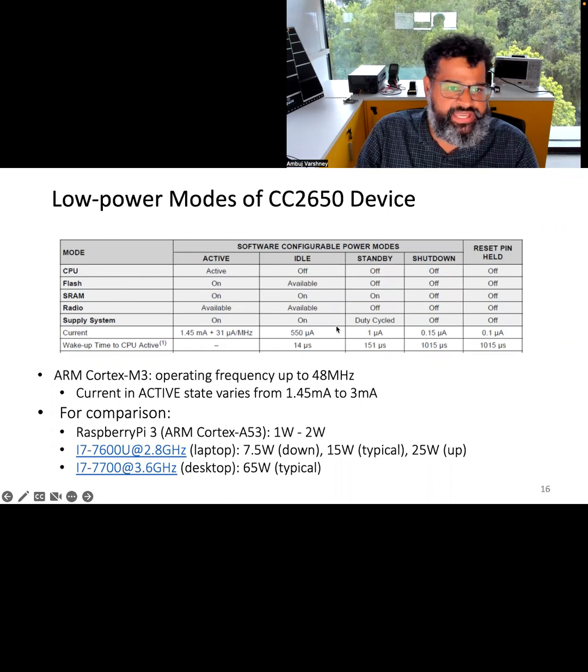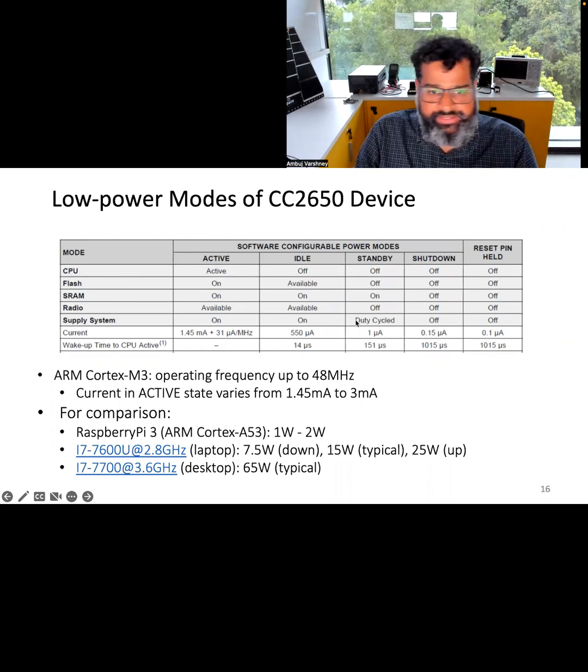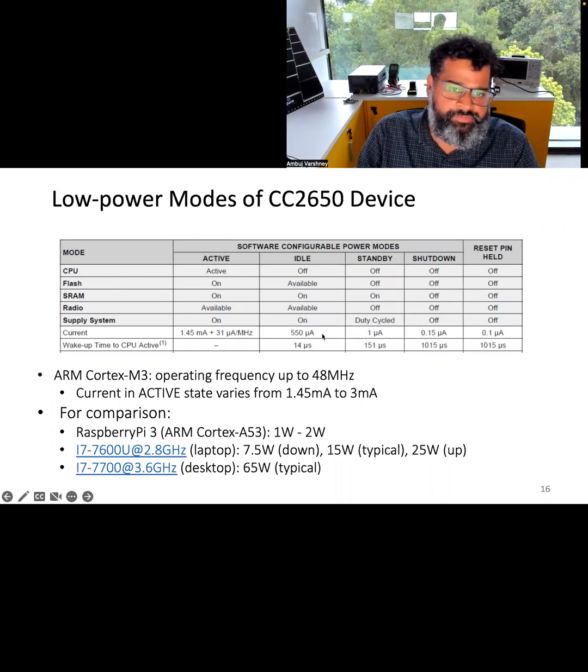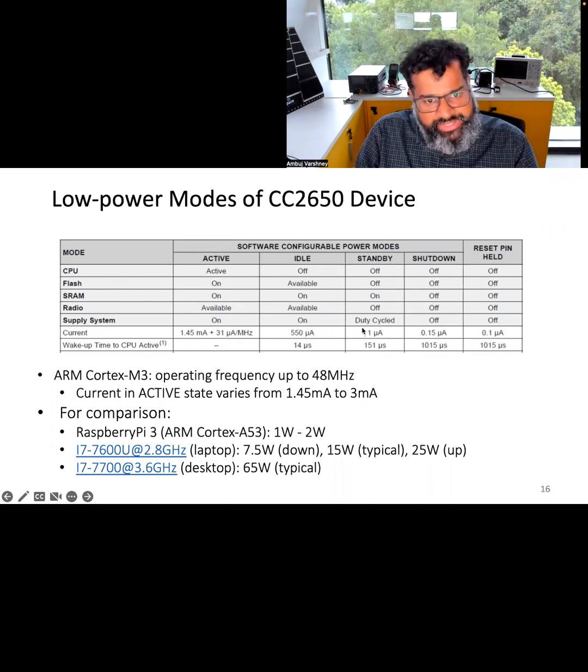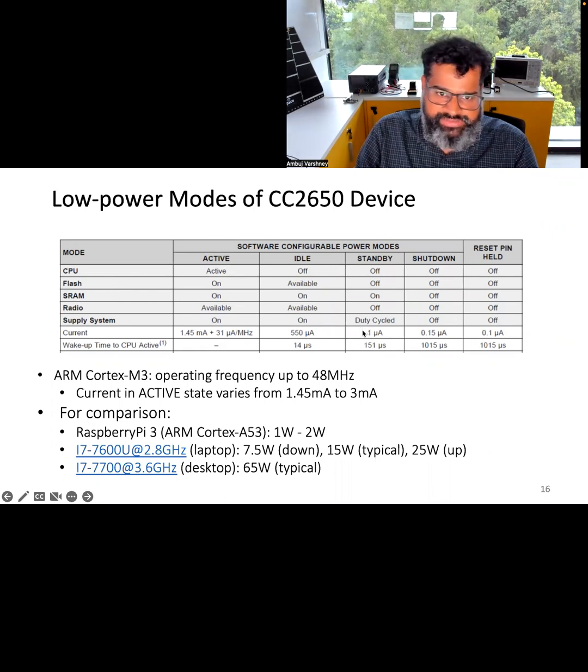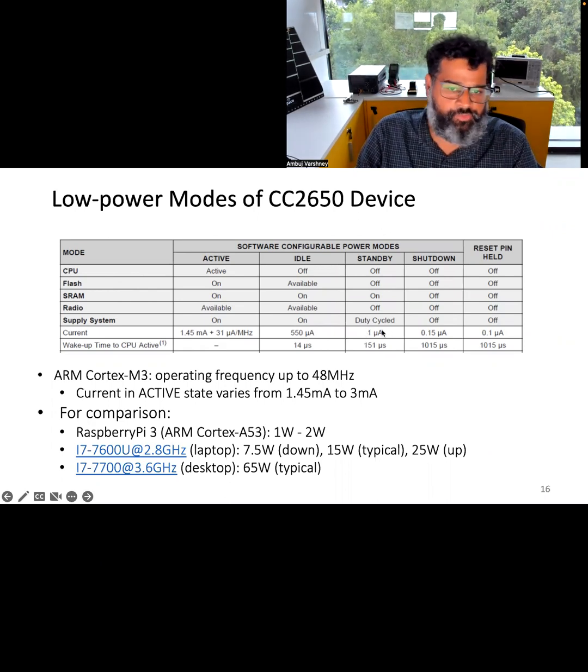So here on this table, you can find the power consumption for different states. For example, when it is in the active state, it's about 1.45 milliamperes to 3 milliamperes. But when it is in the idle state, it's in the hundreds of microamperes. And when it is in a very deep sleep state, either standby or shutdown, it's on the order of microamperes.